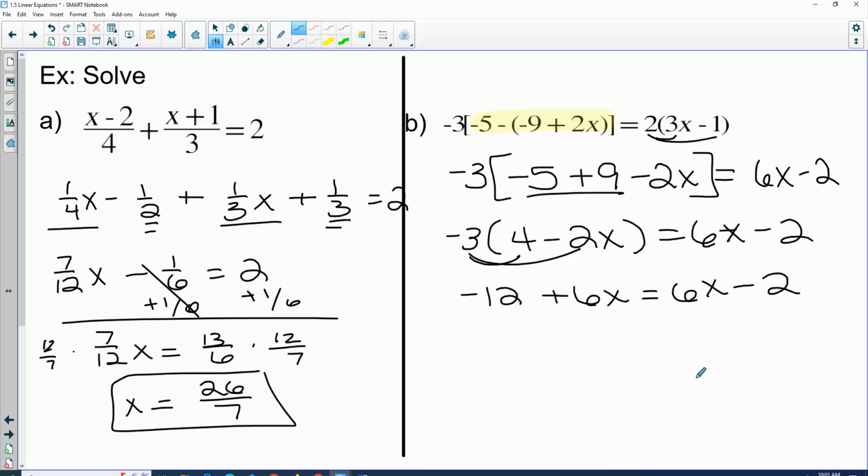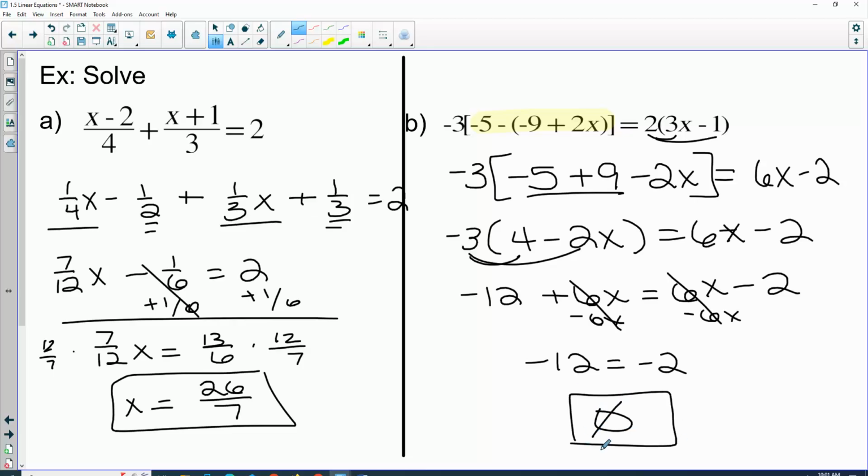What happens now? X is cancelled out. Yeah, when I subtract my 6x, I'm left with -12 equals -2. Does -12 equal -2? So what does that mean? This one has no solution. It does not work. And this has a name when something doesn't work. It's called a contradiction. That original equation cannot be solved. Any questions on those two?